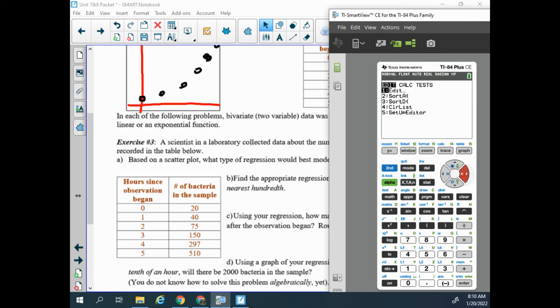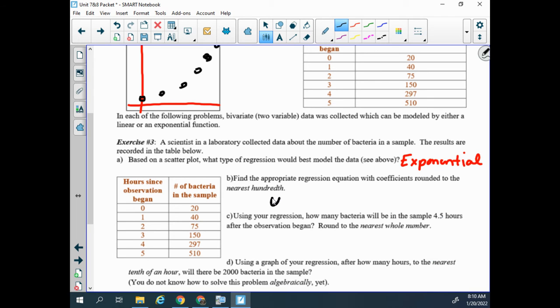So I go to stat, calc, and 0 is exponential. I talked about that in the last lesson. I could also scroll down to find it. And we get, for our equation, to the nearest hundredth, so 20.51 and 1.92. So y equals 20.51 times 1.92 to the x.